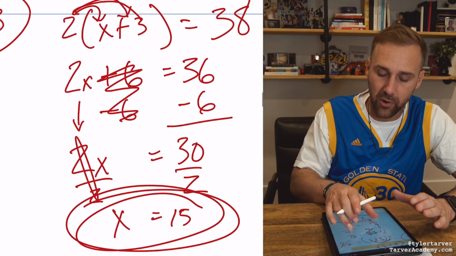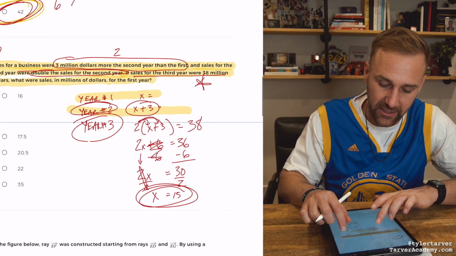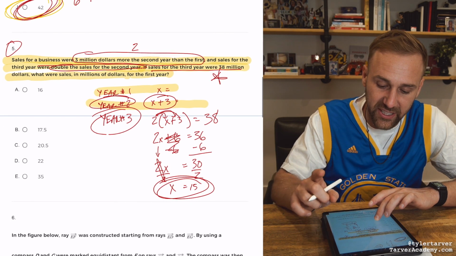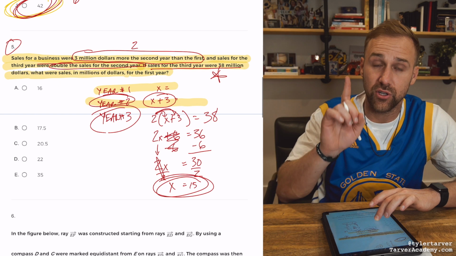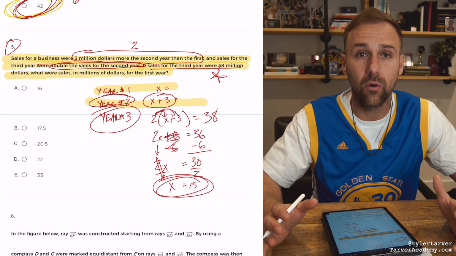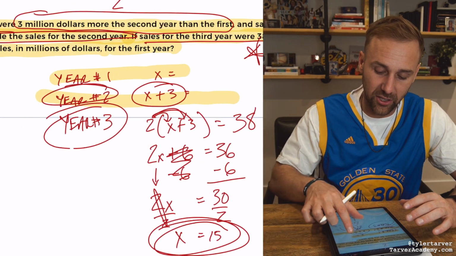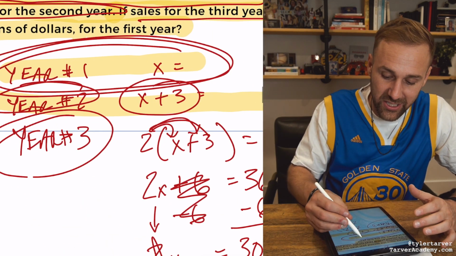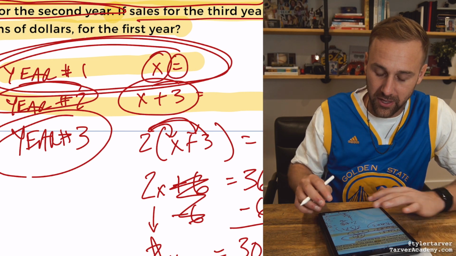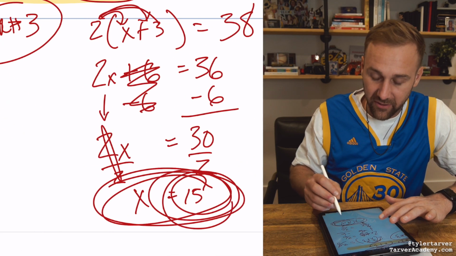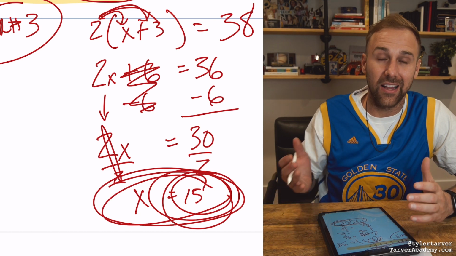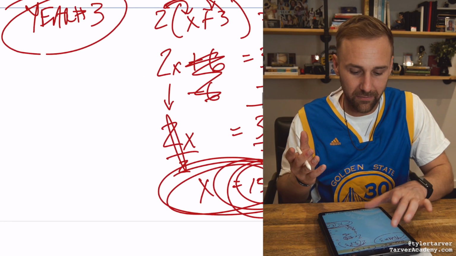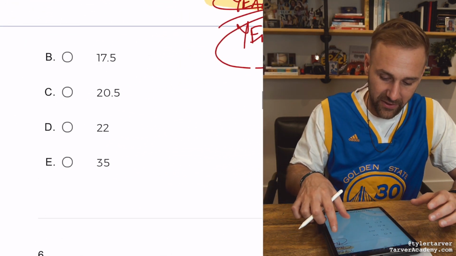Now, let's read our problem and see what they're wanting us. I'm reading the last sentence. If sales for the third year were $38 million, what are sales in millions of dollars for the first year? Now, did I find that yet? I don't know. All I did was solve for X. Let's look back at year 1. We just need to know what X is equal to. X is equal to 15. We did it. A lot of times they'll have you put it in year 2, and you got to plug it in and figure it out. This one, we know that is 15.